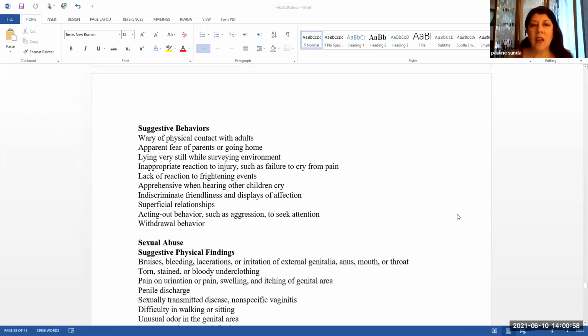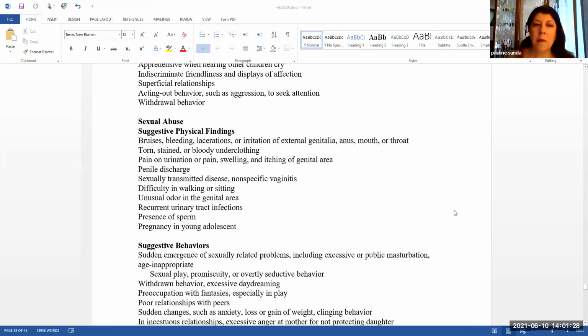So suggestive behaviors. Here they're wary of physical contact with adults. They have a fear of their parents or of going home. They might lie very still while surveying the environment. They might actually have a lack of reaction to frightening events. They might become very apprehensive when they hear other kids cry. They might be overly friendly and affectionate to other people. And they might also even withdraw.